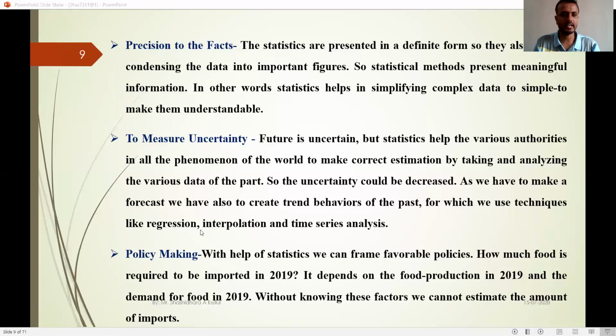With this, I conclude this session, covering the meaning and definition of statistics and the functions of statistics.